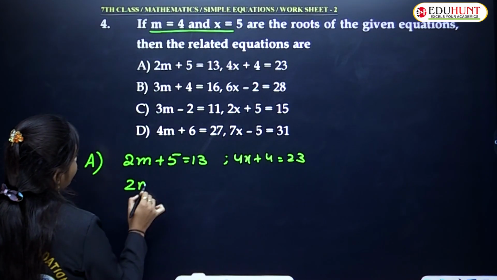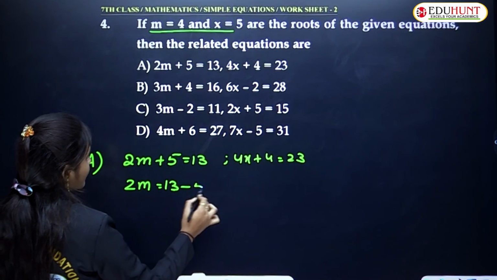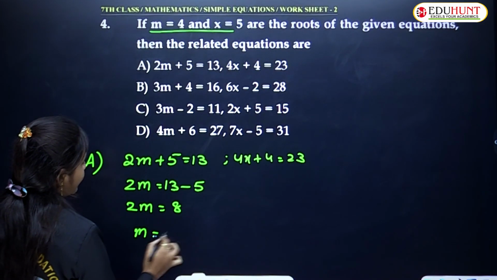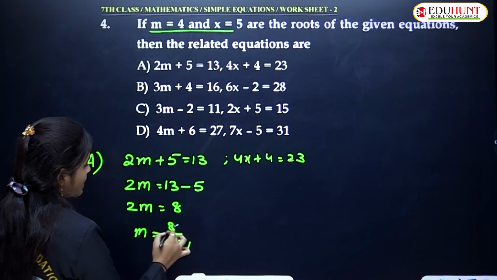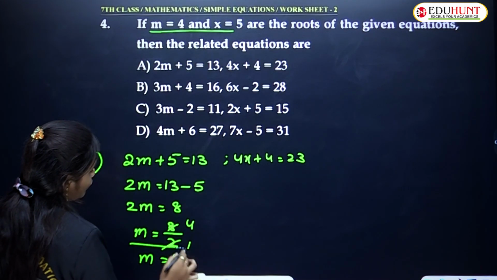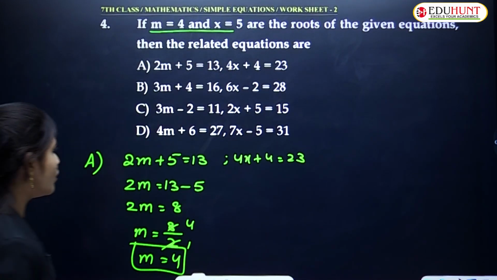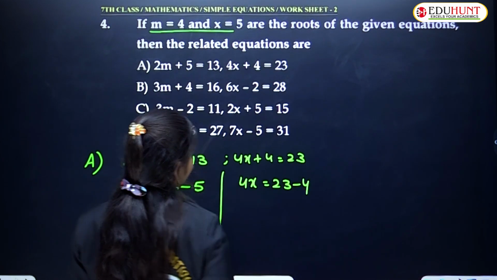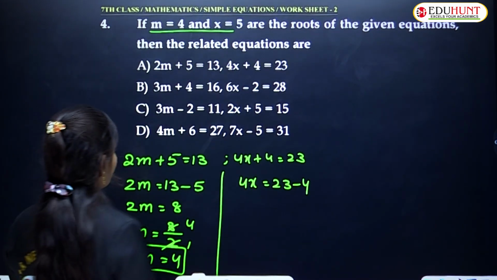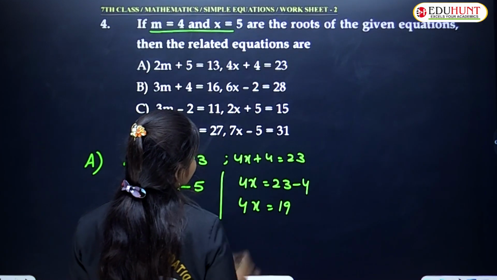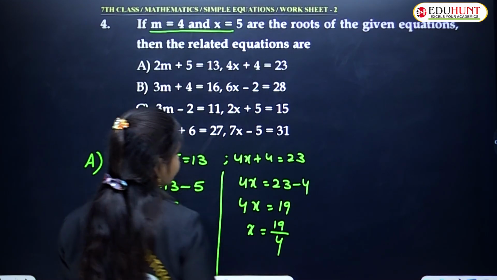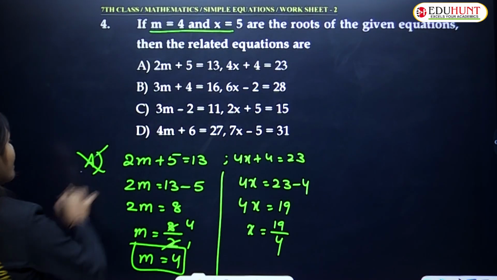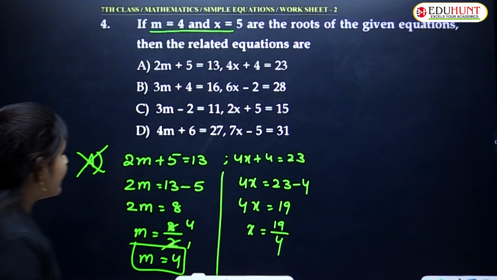Okay. From this one, 2m is equal to 13 minus 5, which is 8. Then here m is equal to 8 by 2. 2 ones, 2 fours. And here m is equal to 4, we got it. Next, from this one, 4x is equal to 23 minus 4. And here 4x is equal to 19. x is equal to 19 by 4. That's why this is not satisfying now. As per this, option A is not satisfying. Okay. Next, option B.